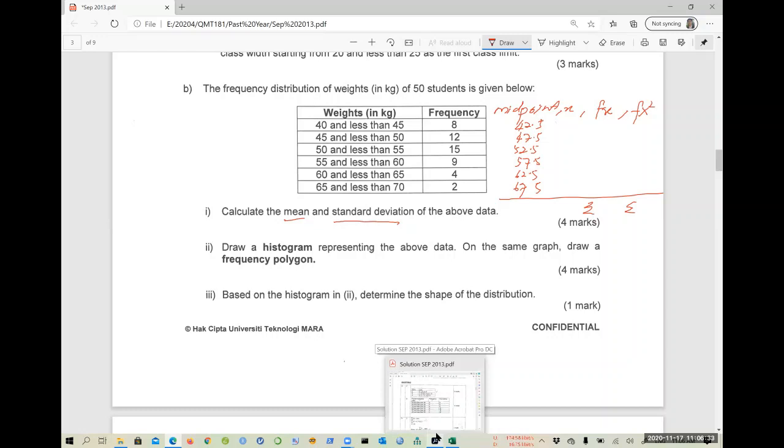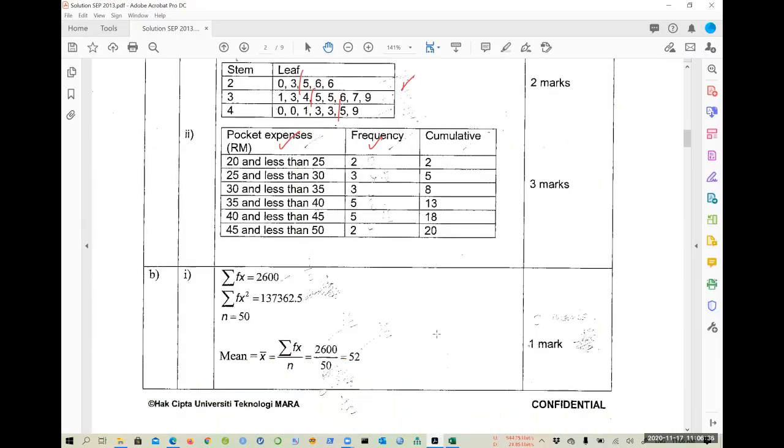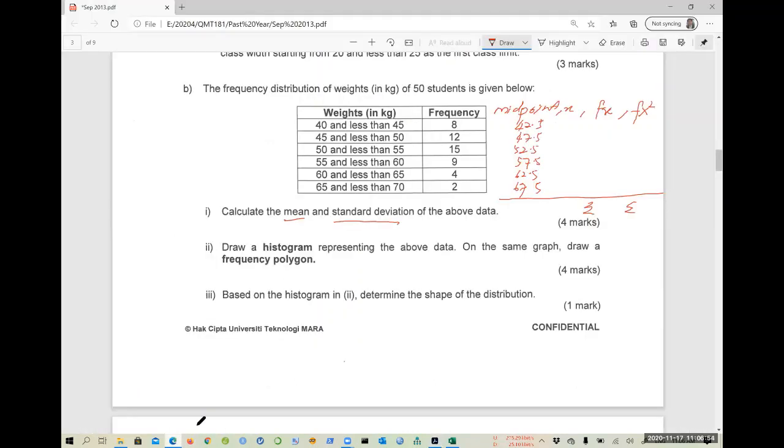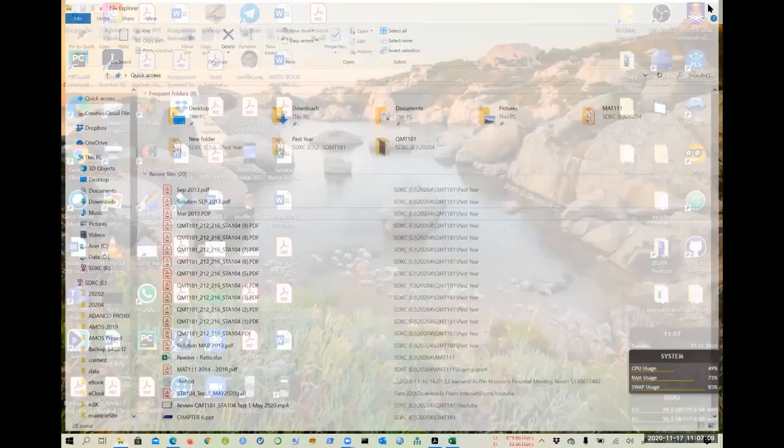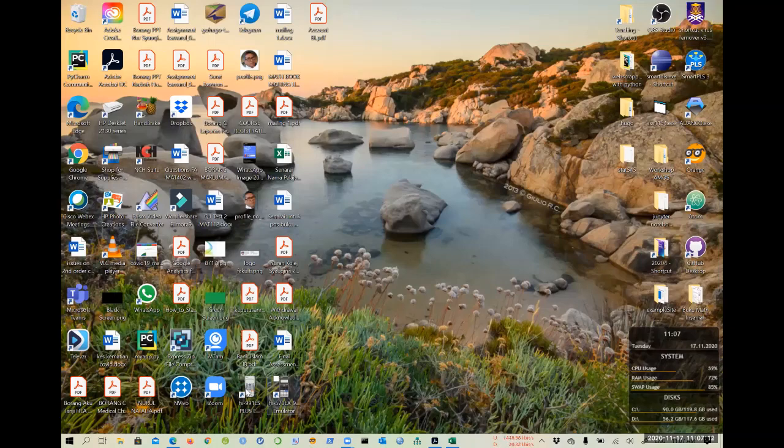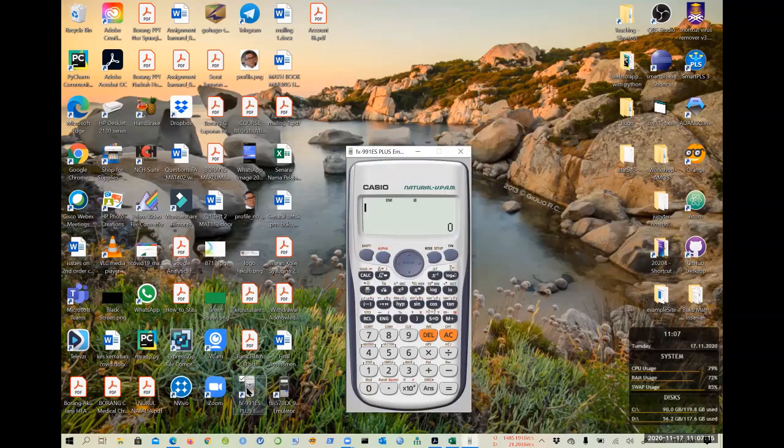I will show you on this side. Let me just bring up the solution. Here you need to find the summation of fx and summation of fx squared. Let's just remember, the summation of fx is 2600, and fx squared is 137362.5. Let's go back to this one. Let me bring up my calculator so that you can see how we perform the calculation. I'm using the 991 ES calculator.